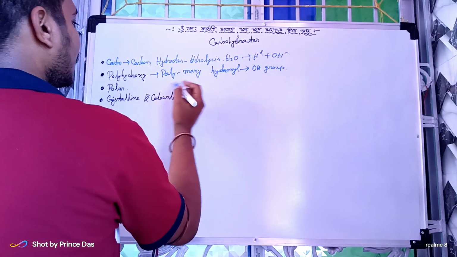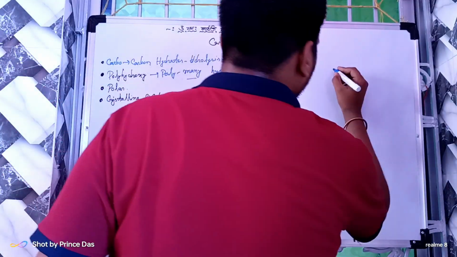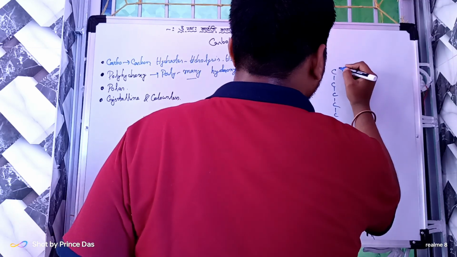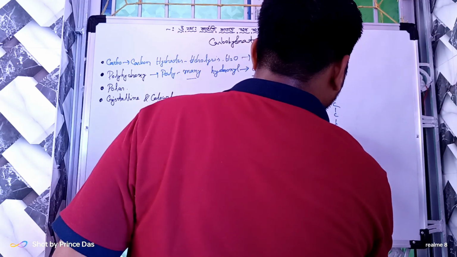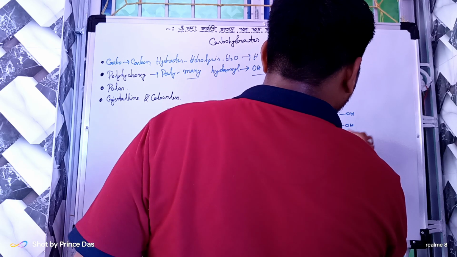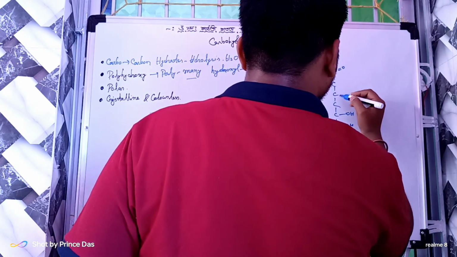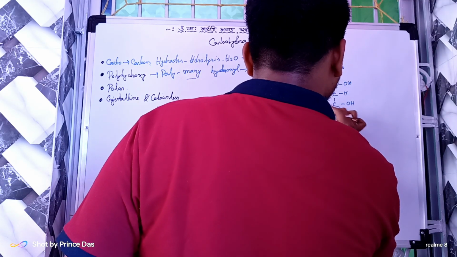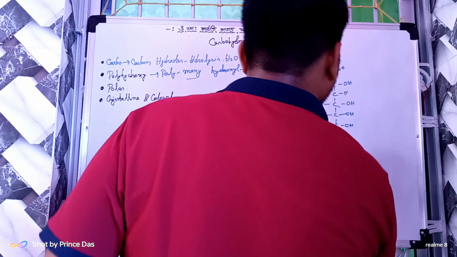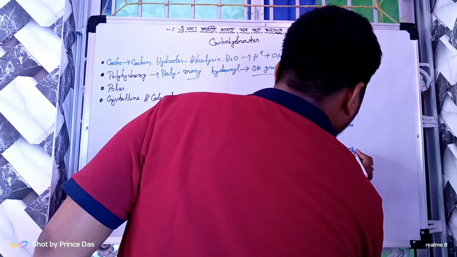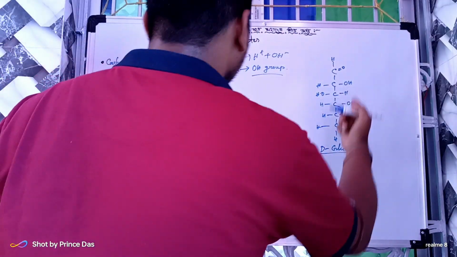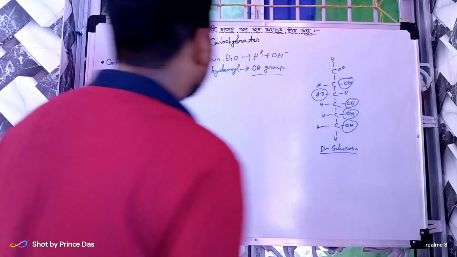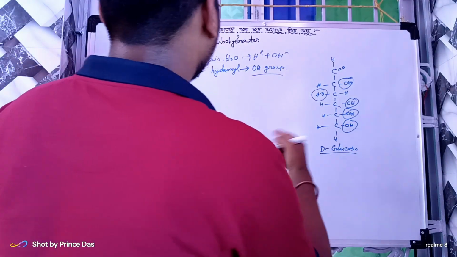So polyhydroxy means poly means many, hydroxy group OH. As you saw, in glucose, many hydroxyl groups are there, that OH. So it's called polyhydroxy.